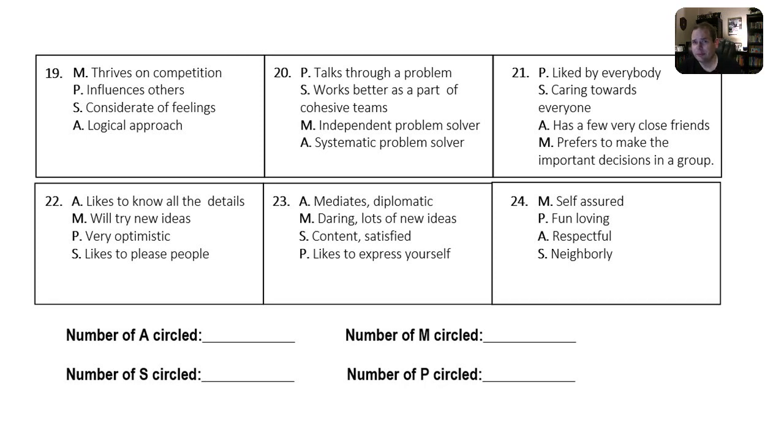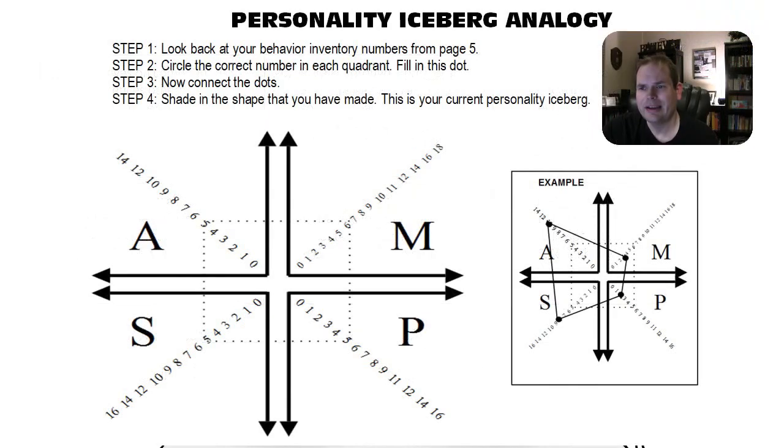All right, next on your slip of paper, you're going to count up the tally marks next to A. You can go ahead and write that as a number, count up the tally marks next to S, the ones next to M, the ones next to P, and write down those numbers. You will need those. Then we're going to create what's called your personality iceberg.